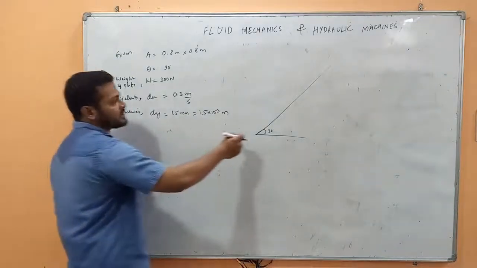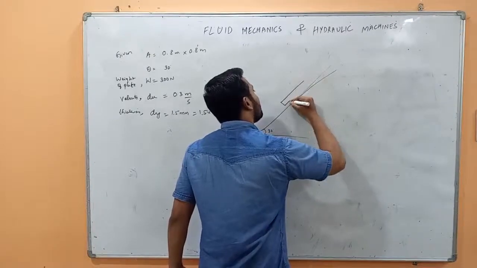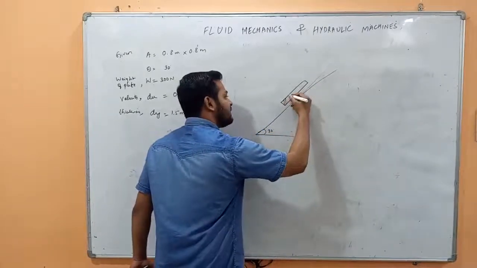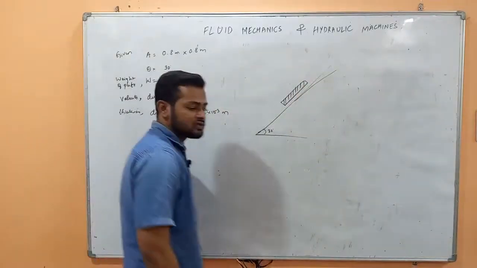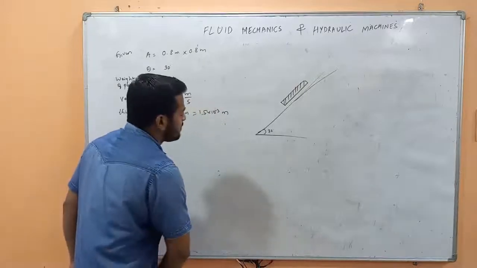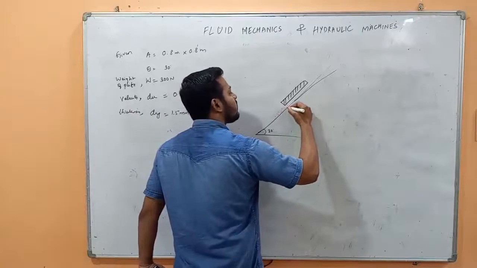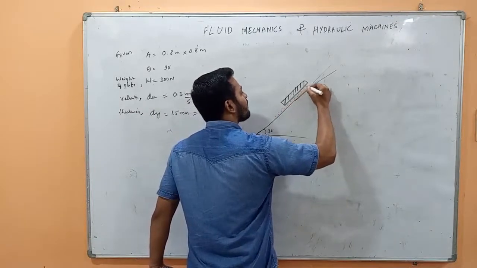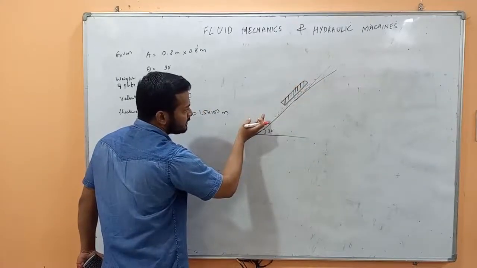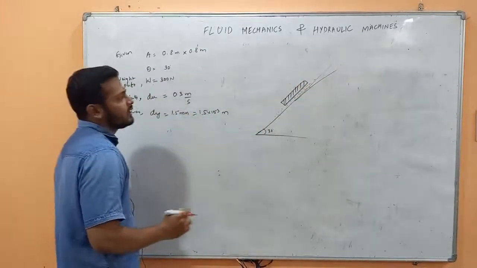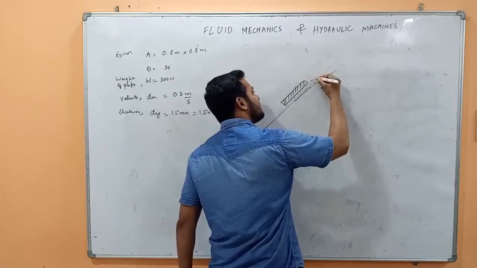So there is a plate on this inclined plane. We have a plate here, but between this plate and this plane, there is oil. There is oil. And this plate is going down the inclined plane and there is oil in between that. So the oil is of thickness 1.5 mm.